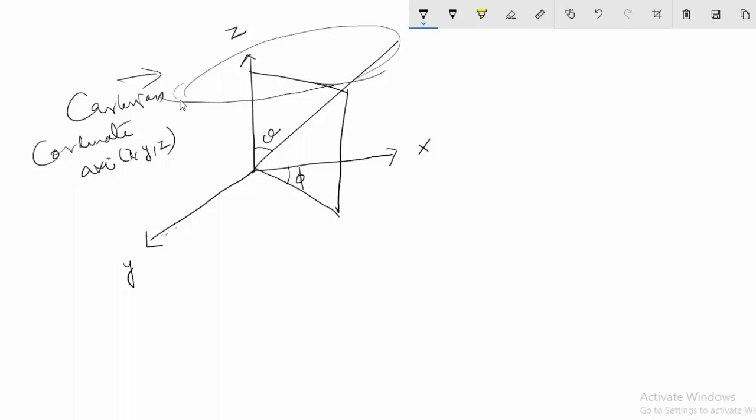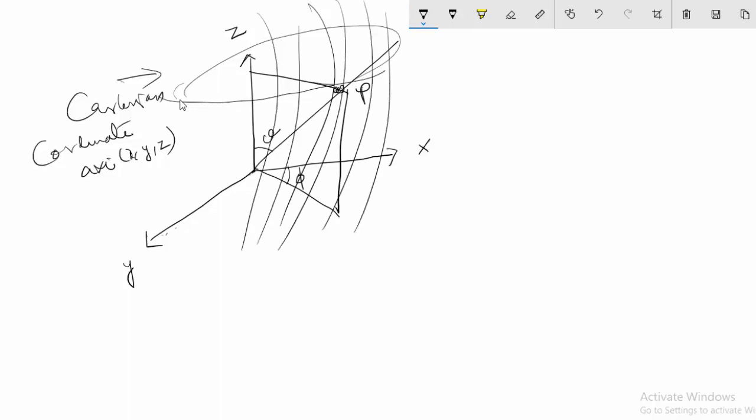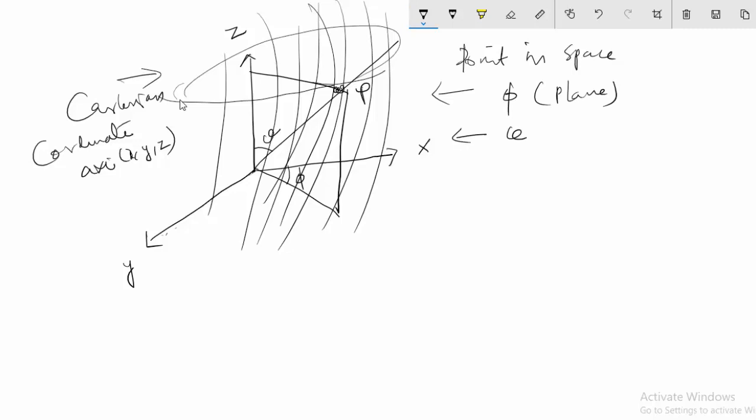And again this will intersect at some point which is known as the point P, and this will form my sphere. So the sphere will constitute something like this. So that's how it's possible to locate a point in space using angle phi, which was a plane, angle theta, which was towards the z-axis, as you can see, and this formed a cone, and a radius of r, which is a sphere.